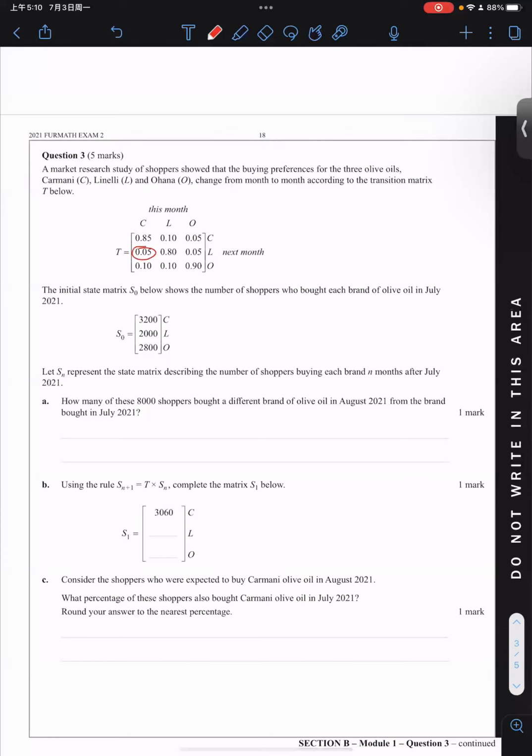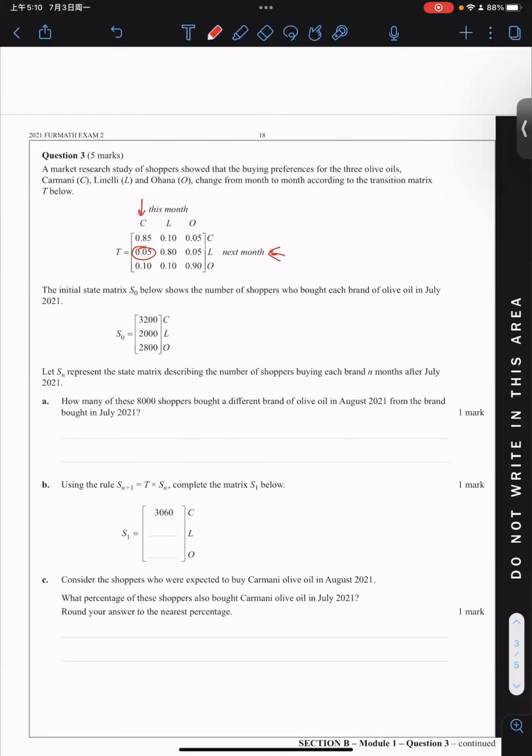For example, if we look at the 0.05 here, it is in the first column and the second row, right? That means if the customer is buying the Carmine brand this month, then next month 0.05 of the customers who bought Carmine this month will buy Lily next month. This is the meaning of it, and it's very important, so you should read the matrix correctly.